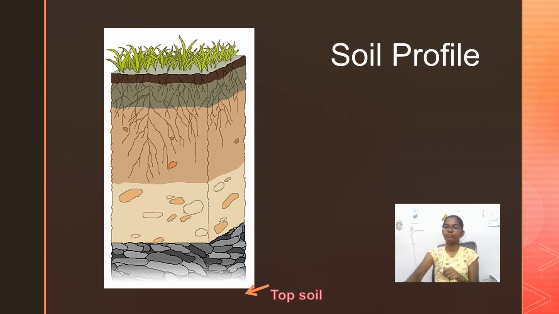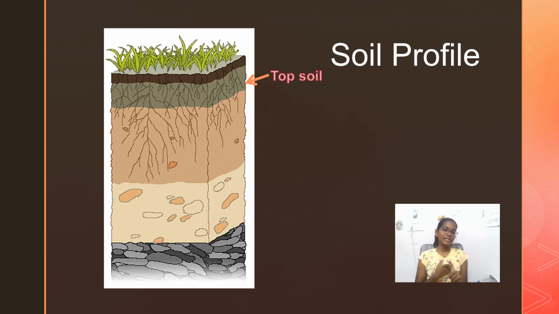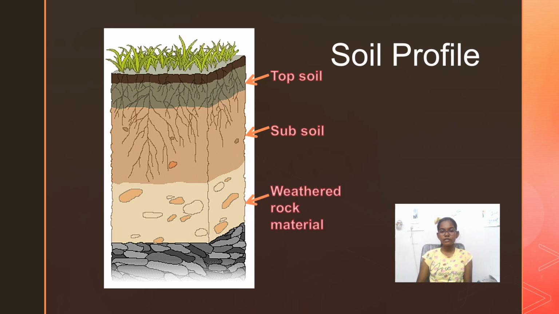So on top we have the topsoil. It contains humus, organic matter, and some soil that is rich in minerals. Next we have the subsoil, which contains a lower level of humus and organic matter, but it still has some minerals, and it is similar to the topsoil. Next we have weathered rock material. In this we can see broken pieces of rock that was broken down from the parent rock. The parent rock is a huge block of rock that got broken down into weathered rock material, subsoil, and topsoil.